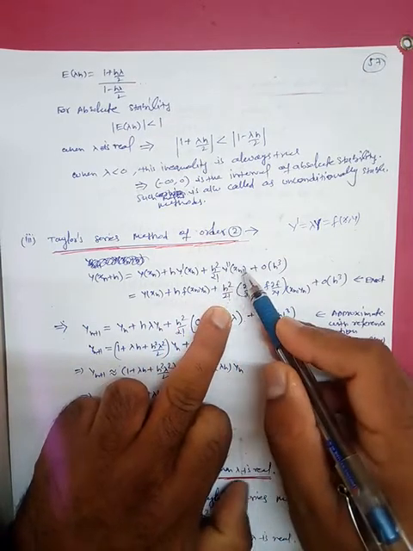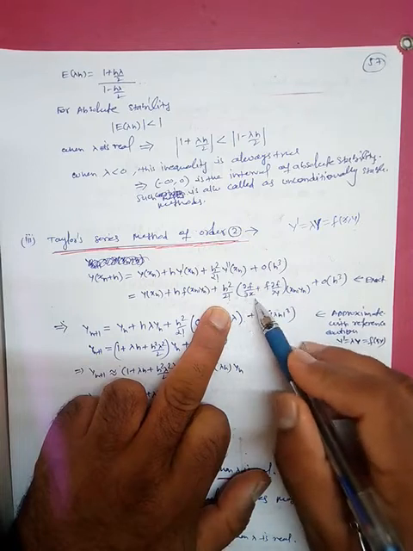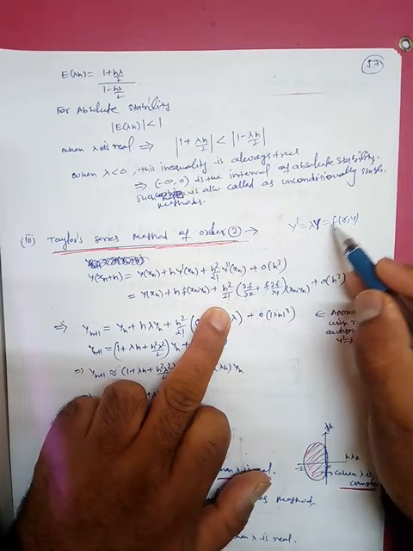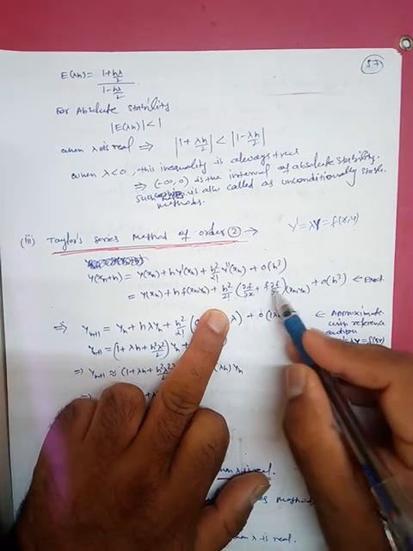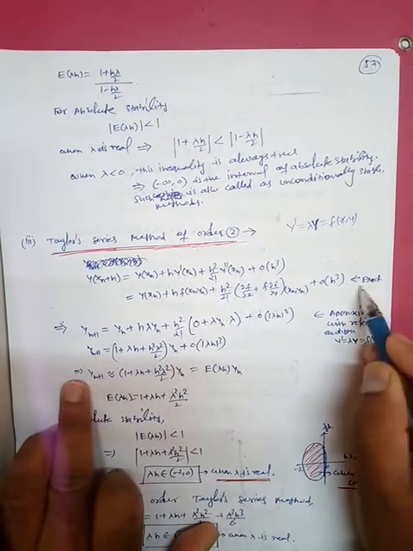Second derivative, we have already shown that the second derivative is nothing but del f by del x plus, because when you differentiate this we have to take the partial derivative of f, so we get del f by del x plus f del f by del y at xn and yn, plus higher order terms. This is the exact one.